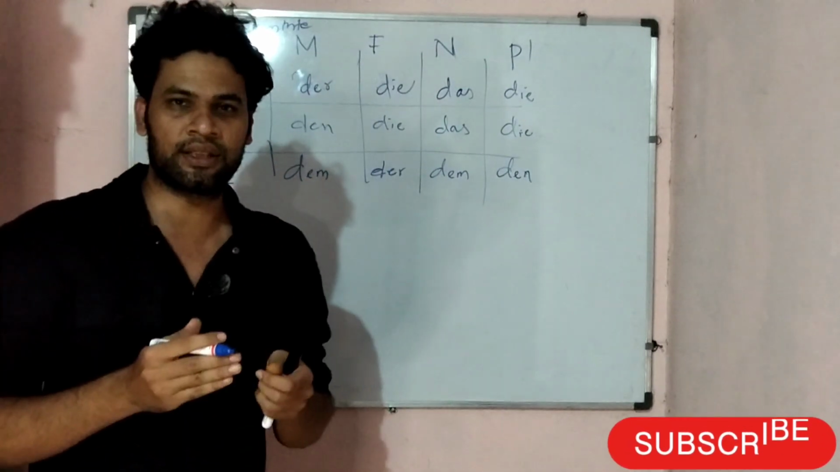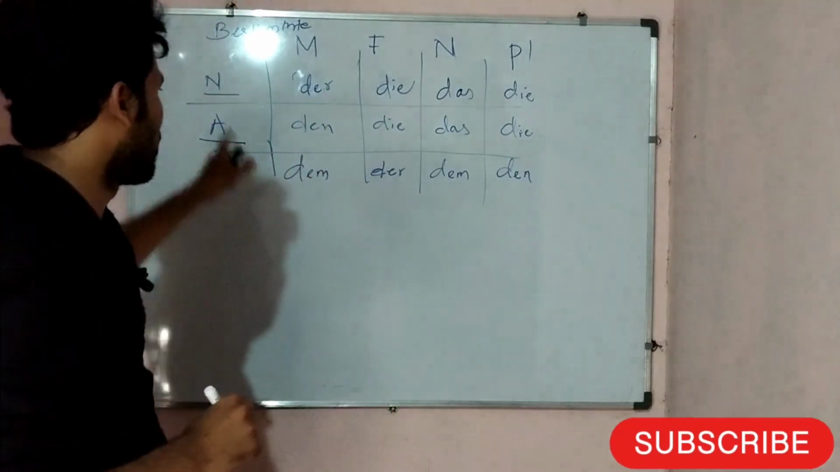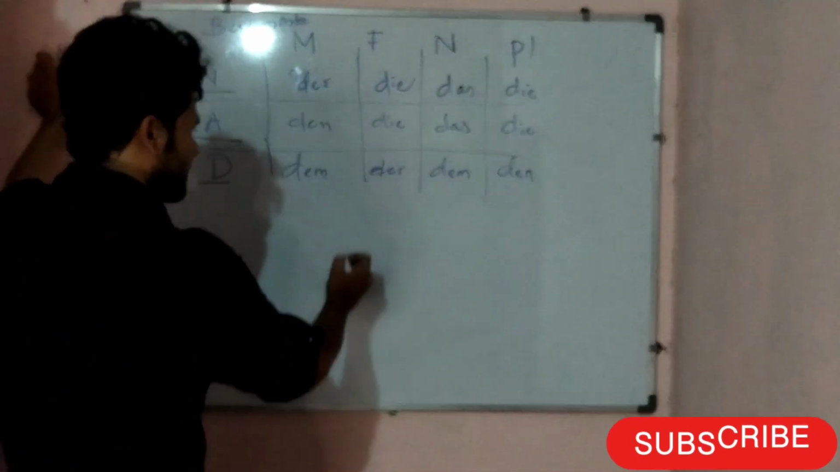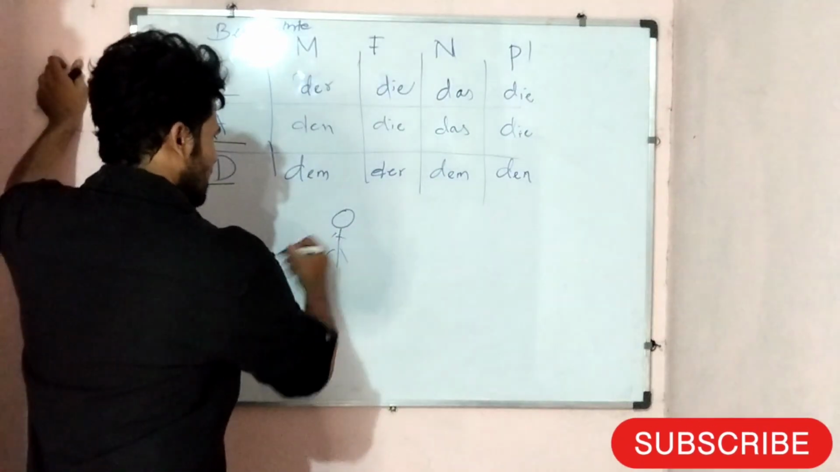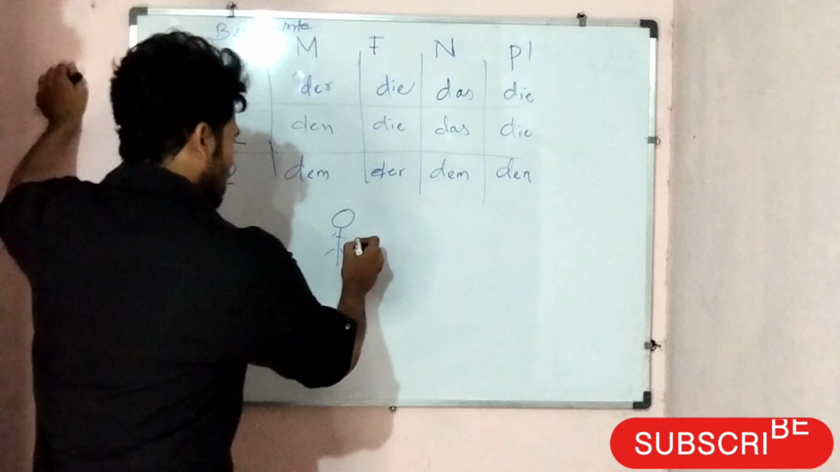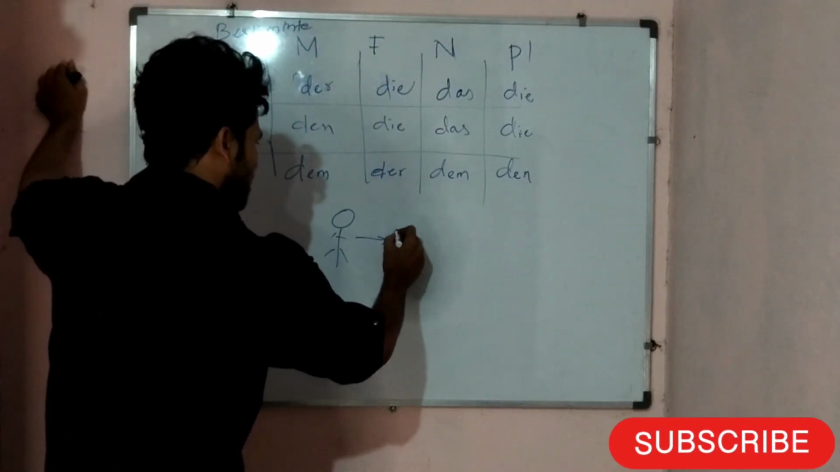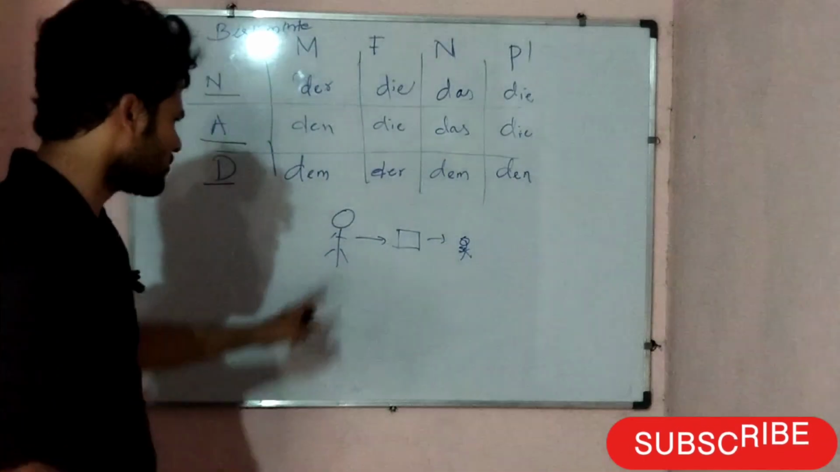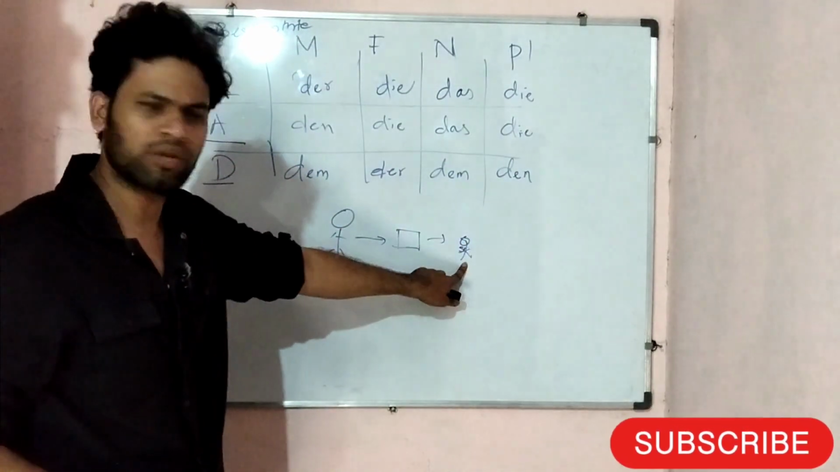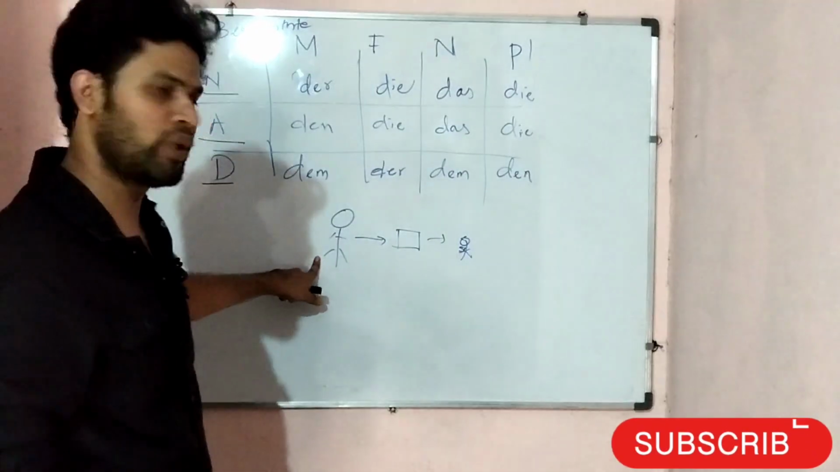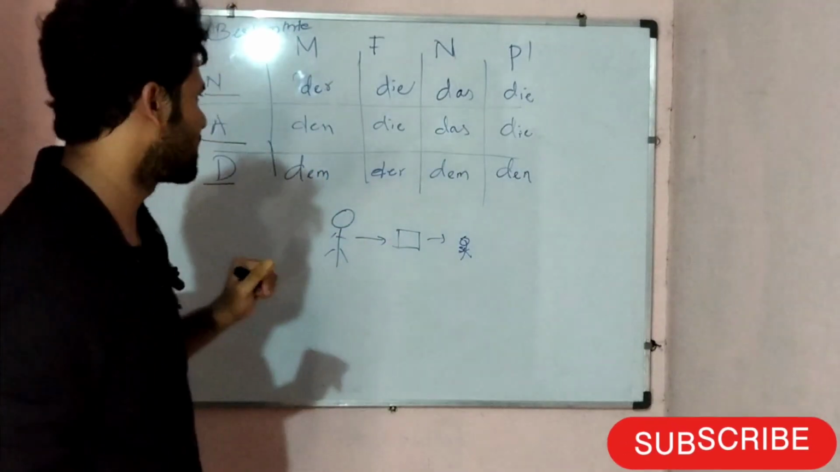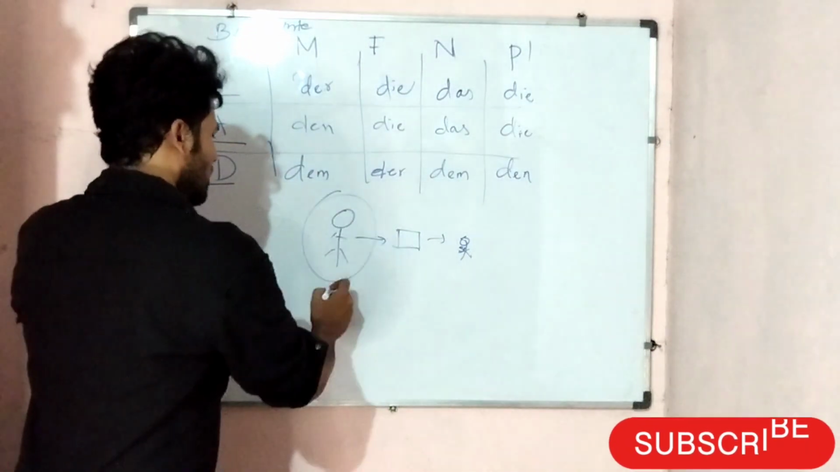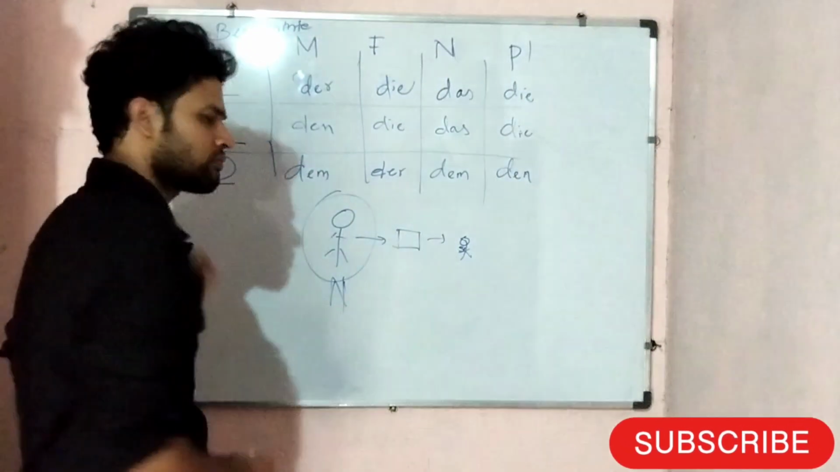In the previous class we discussed the cases. Nominative is nothing but a subject, the one who is doing the action, the performer. For example, consider a person who is giving a book to someone. Here, the one who is doing the action is the doer, nothing but the nominative case. He is the doer, nothing but the nominative.